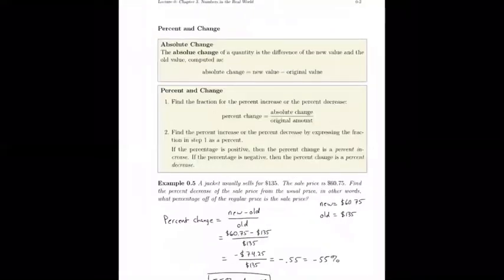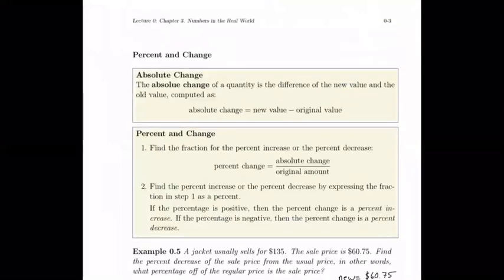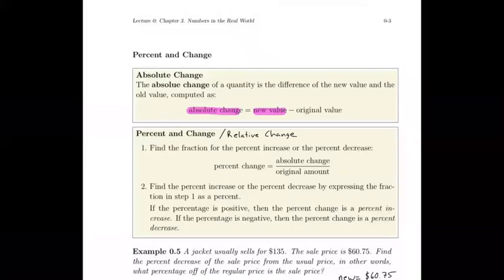Percent change and absolute change. So percent change is the same as relative change. I'll make a note of that here. This is also relative change. You'll see that word sometimes, relative increase or relative decrease. Now, first though, absolute change is a new value minus an original value. So if we started with some original value or original price, then to get the absolute change, we'd do the new price or the new value minus the original value. Okay, that's a straightforward calculation.